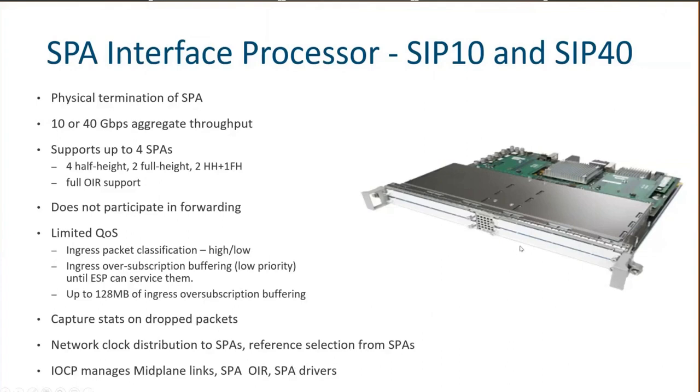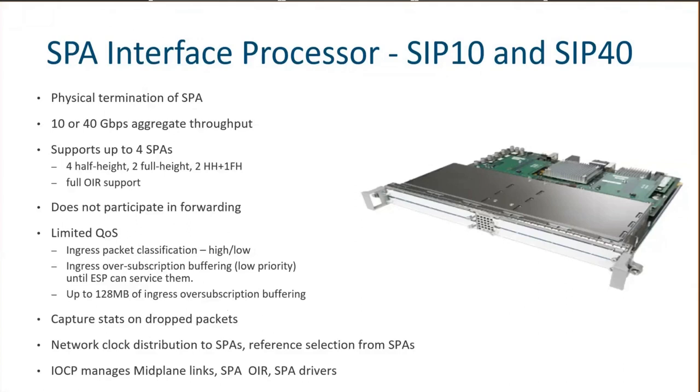There are certain processes like IOCP, which manages mid-plane links like ESI, EOBC, and other SPA drivers as needed. It also has the ability to capture statistics of dropped packets. We have something known as PLIM, so if there are any drops at the SIP level, we can check the PLIM drops. It also does packet classification into high priority and low priority. This is for ingress oversubscription, where usually the low priority packets might be dropped.